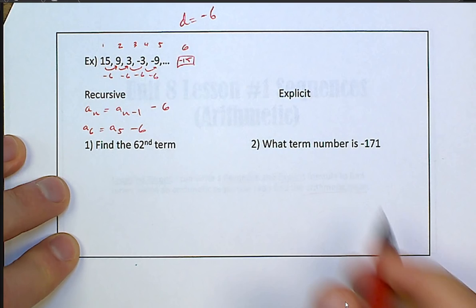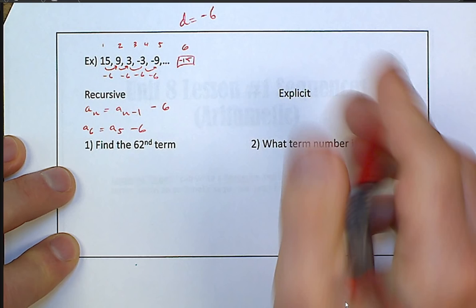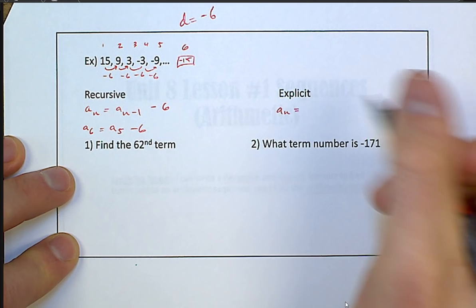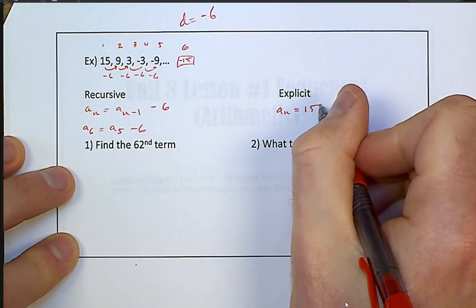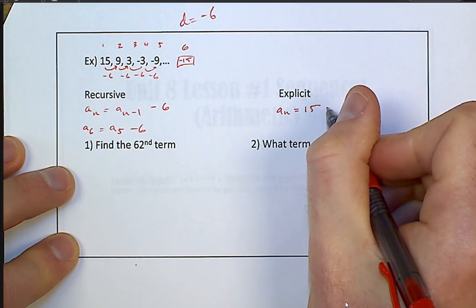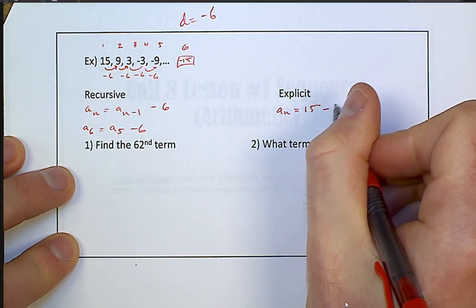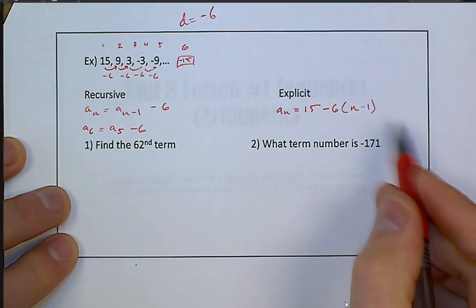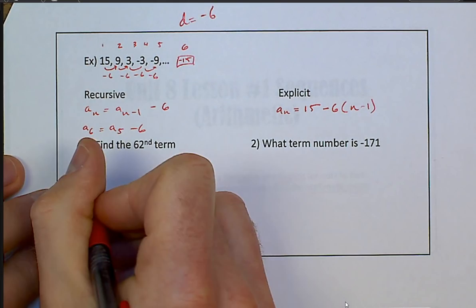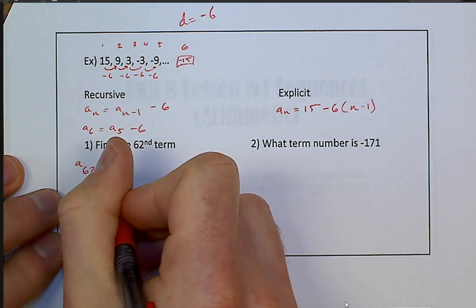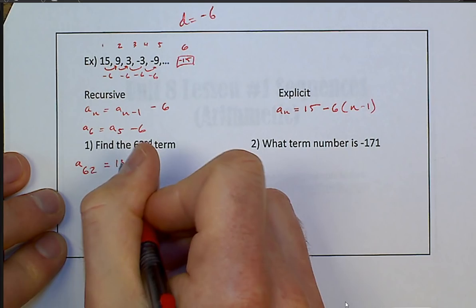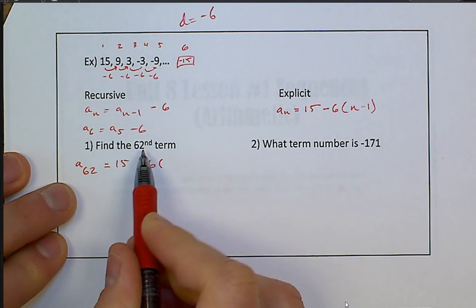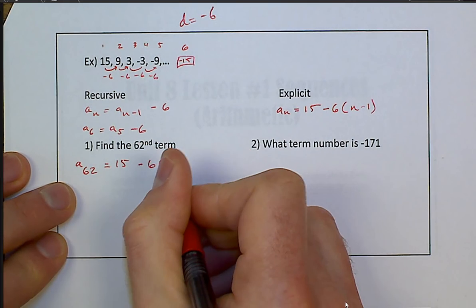Explicit formula for this to find any term we want would be a sub n equals, what's the first number? 15. What are we doing to 15? Over and over again, we are subtracting 6 n minus 1 times. So that's our explicit formula. I want to find the 62nd term, so a sub 62 equals 15, I'm minusing 6, basically, and 62 minus 1 times.